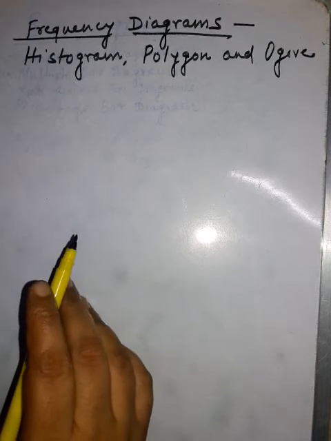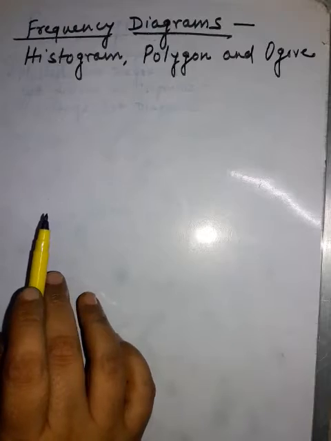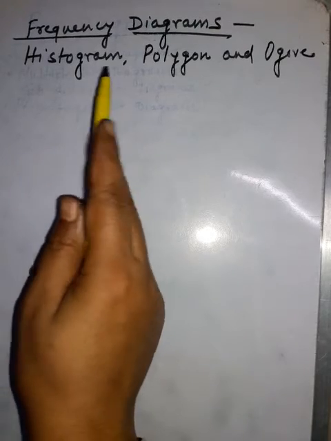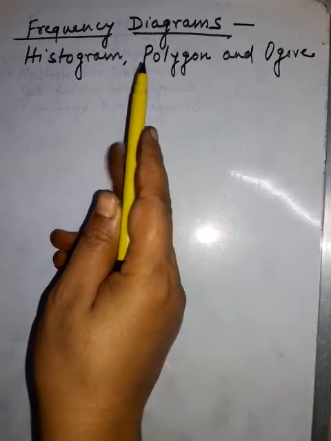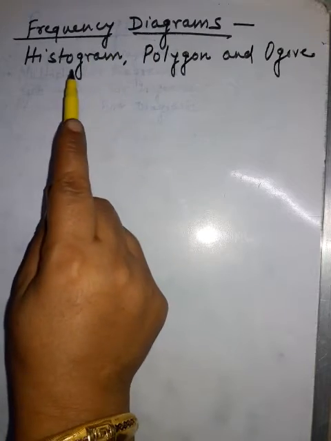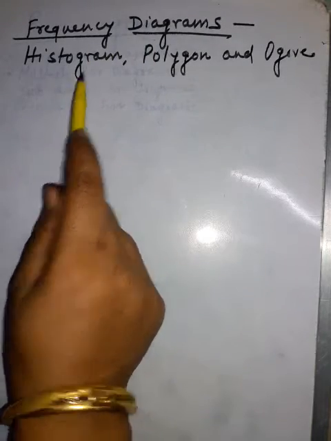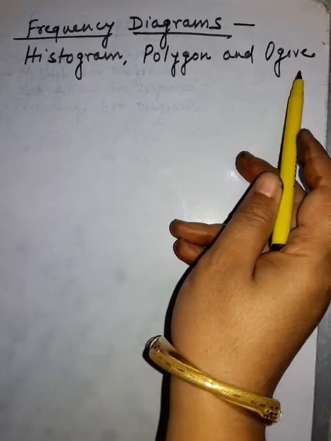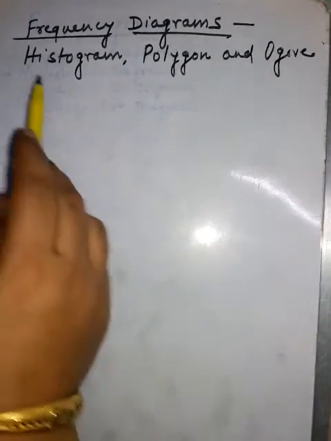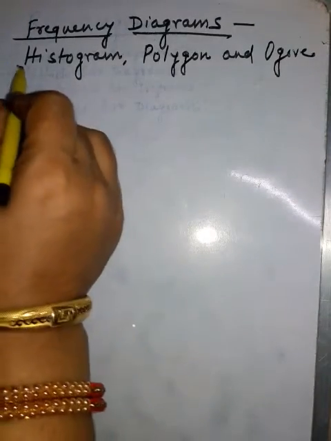In my previous video, I completed the geometric form of diagrammatic presentation where I discussed the bar diagram and pie diagram. Today, I am going to discuss another form of diagrammatic presentation, that is the frequency diagram. A frequency diagram can be drawn through histogram, polygon, and ogive. I will discuss them one by one. First, I will discuss the histogram. What is a histogram?